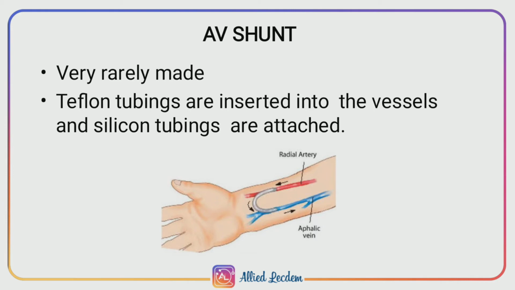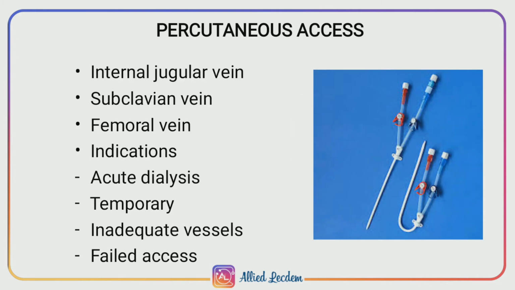Teflon tubings are inserted into the vessel and silicone tubings are attached. Percutaneous access is through the internal jugular vein, subclavian vein or femoral vein. The indications are acute dialysis, temporary need, inadequate vessels and failed access.